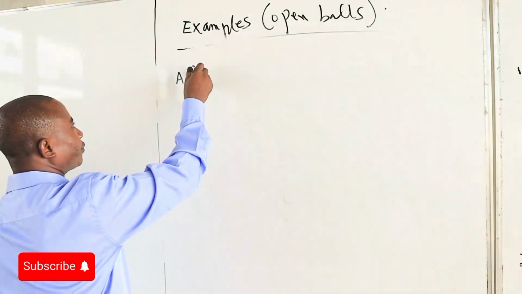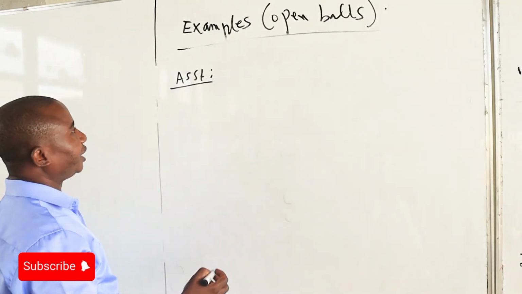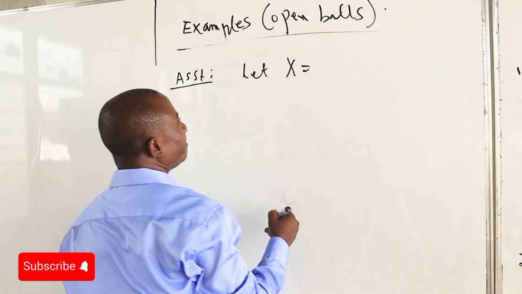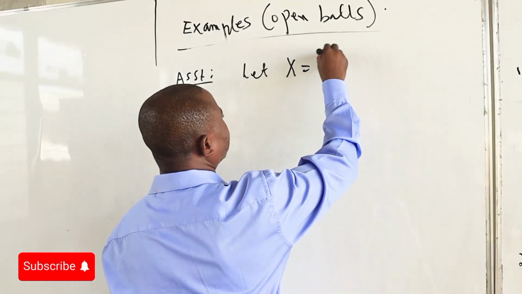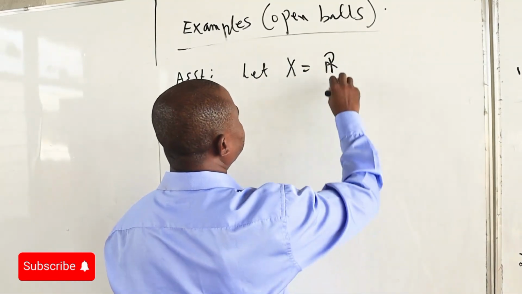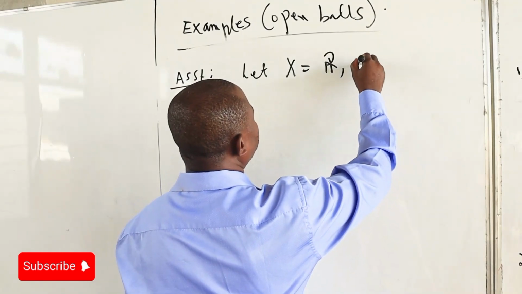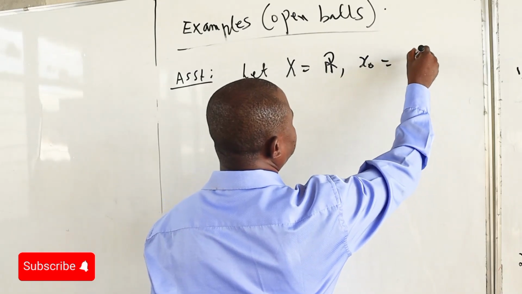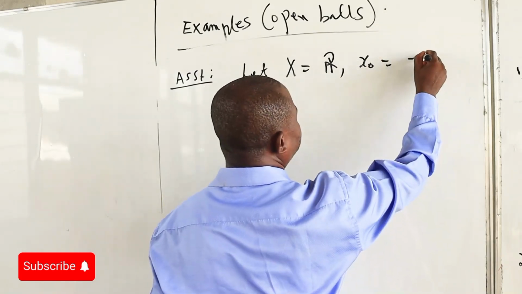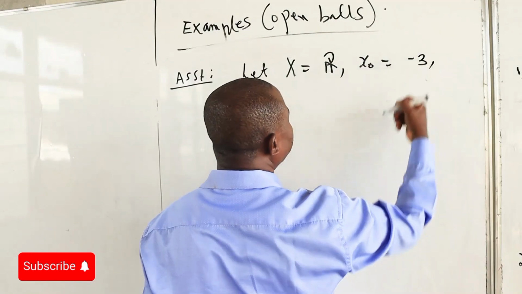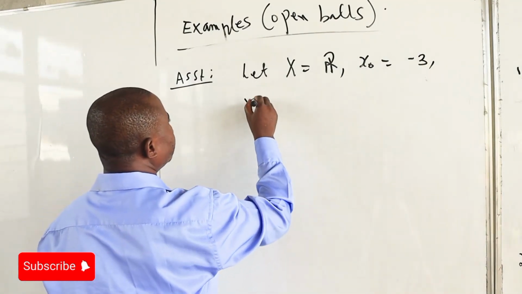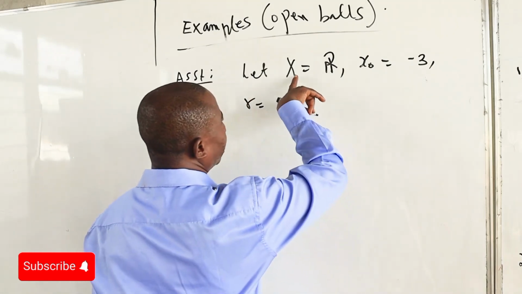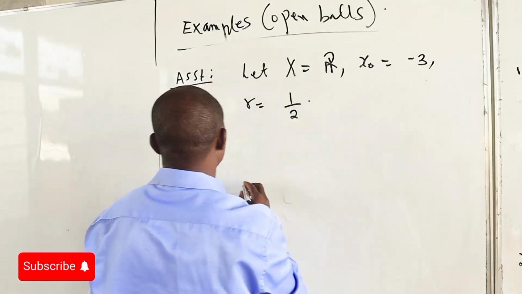I like calling it assignment. Of course, that is what it is. You just try your hands on this. Let me take X to be, again, the set of real numbers. And then I take x naught to be negative 2 or negative 3, as the case may be, any real number at all. And we take r to be 1/2. Here we're using the discrete metric.